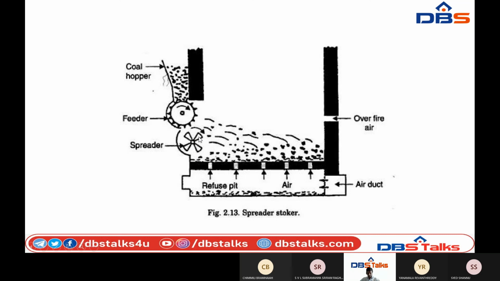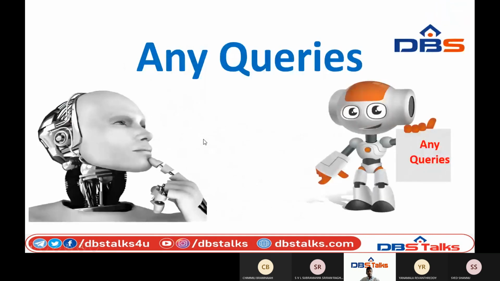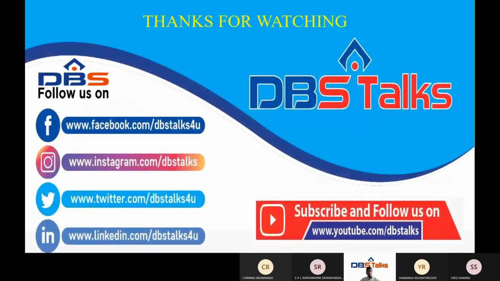This is the spreader type stoker system. These are the classifications of overfeed stokers: one is the traveling grate, in which we have chain grate and bar grate, and the third one is the spreader stoker. In the next class, we will see the underfeed stokers.